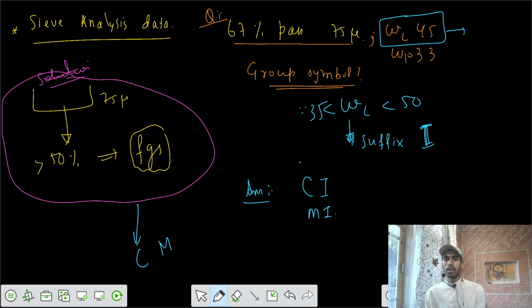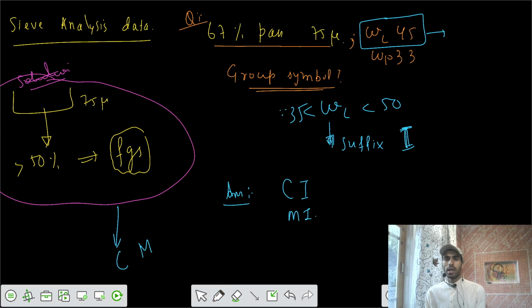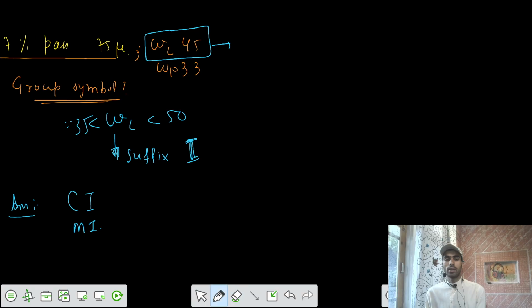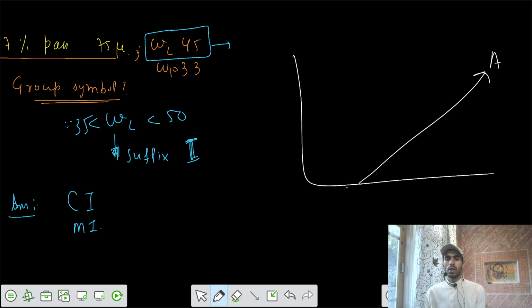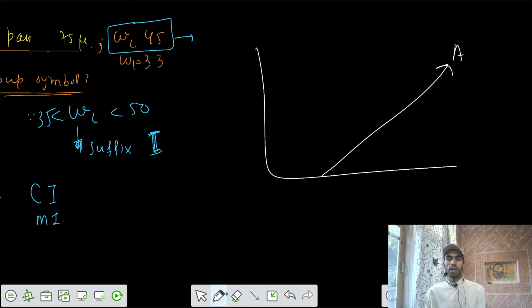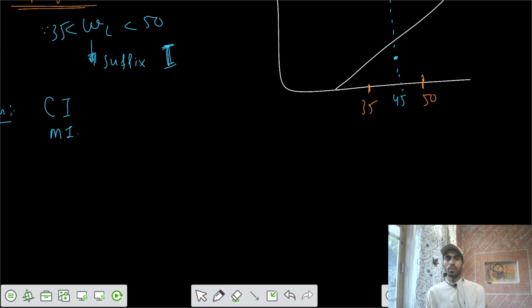Now we need to check that based on the plasticity chart. Let's calculate the value of IP for your A line. Let's say this was your 35, this was 50, and your soil was somewhere here at a liquid limit of 45. So it can be either here or somewhere here. Now we need to check.